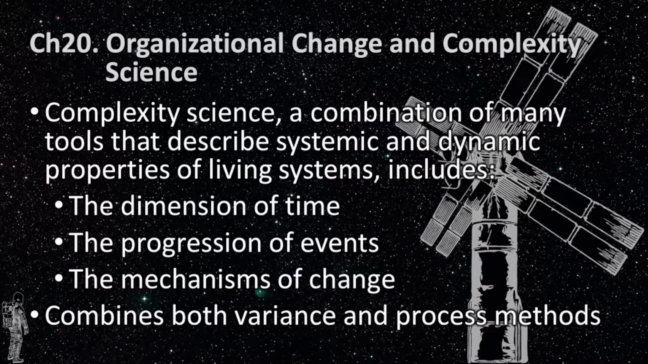Chapter 20 applies complexity science to organizational change. Complexity science is a combination of many tools that describe systemic and dynamic properties of living systems. It incorporates the dimension of time and is interested in both the progression of events as well as the mechanisms of change. In this way, complexity science combines both variance and process research methods.